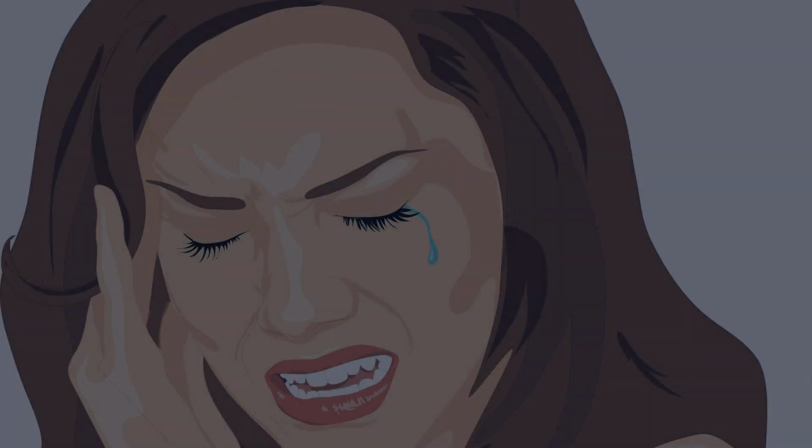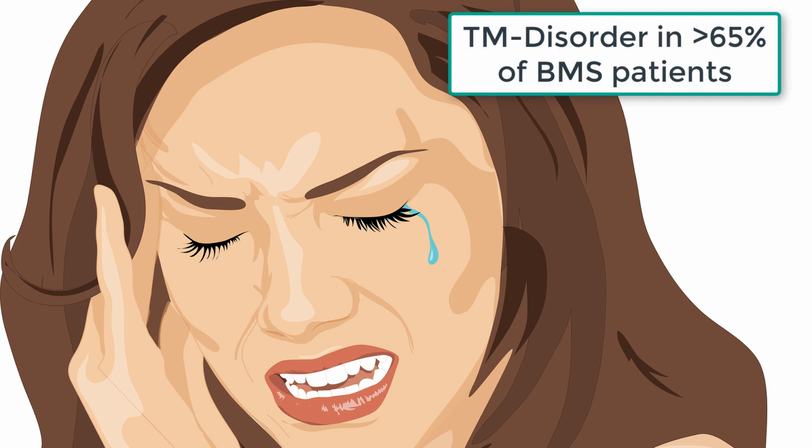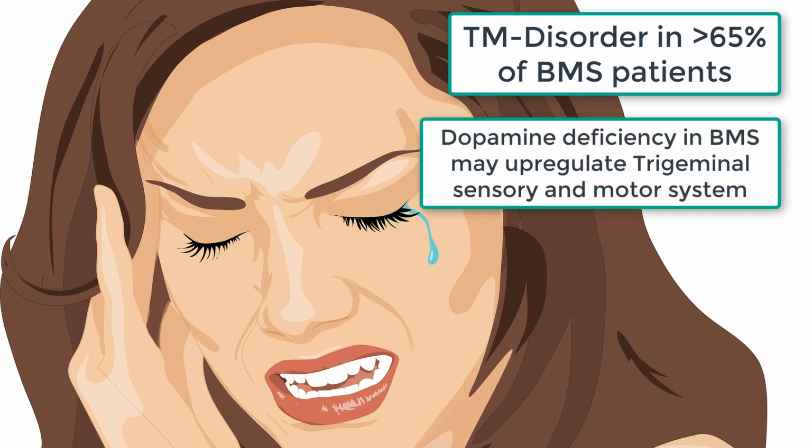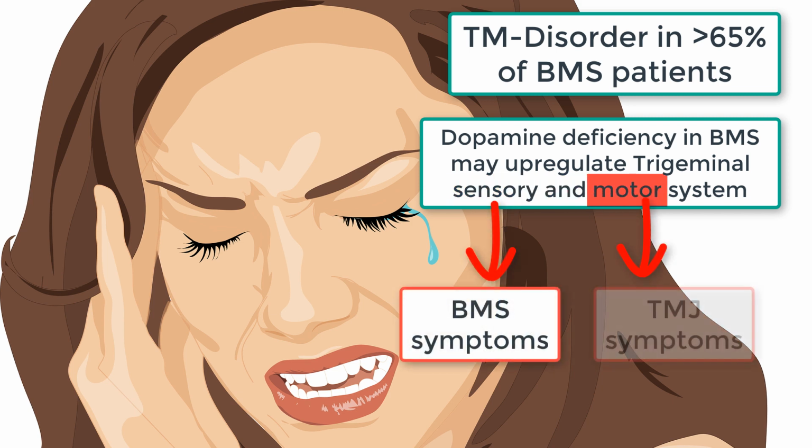Next up is the association with temporomandibular disease. In one observational study, about two-thirds of BMS patients showed symptoms and signs of concomitant temporomandibular disorder. One hypothesis to explain this is that the probable deficiency within the dopaminergic system allows the trigeminal system to become upregulated and hyperfunctional. Since the trigeminal system is a dual system that is sensory and motor, the sensory hyperfunctionality results in BMS symptoms, and the motor hyperfunctionality results in temporomandibular disorder with myofascial pain and internal derangements of the joint.